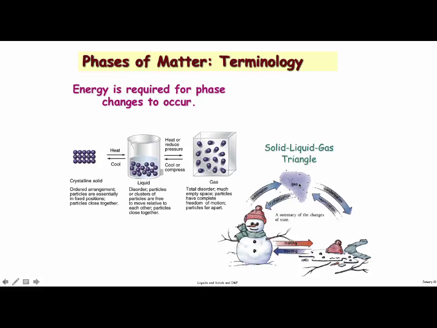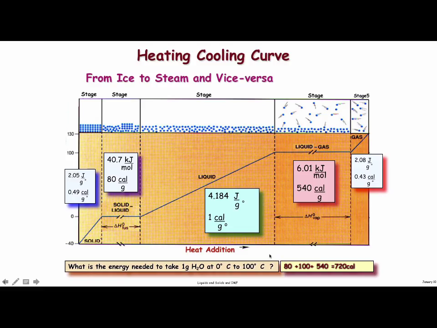That's called sublimation. If you take the gas and cool it down, you get condensation, and you get it back to a liquid. And if you take that liquid and cool it down further, then you have the freezing process. So make sure you understand the phases of matter and the process by which they change. This is what we call a heating-cooling curve.